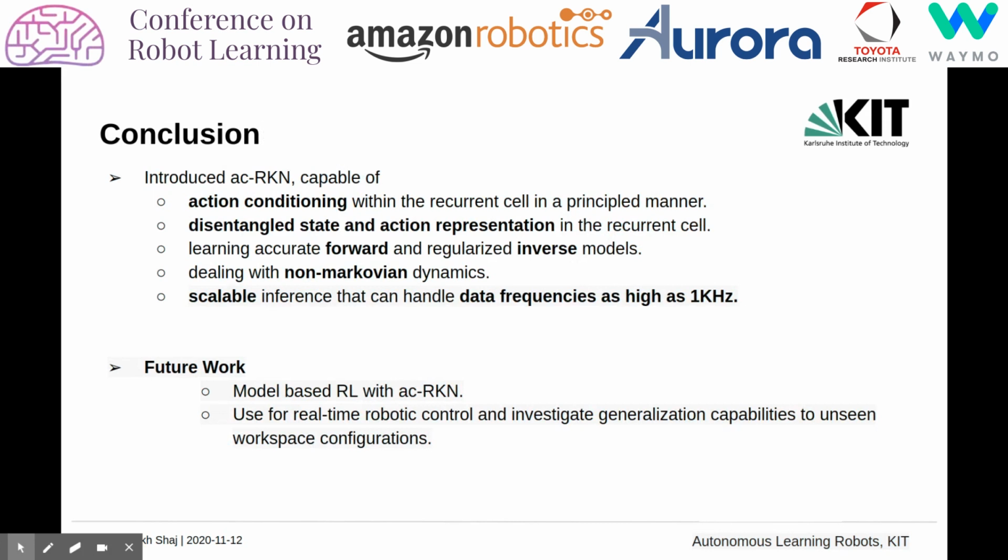In conclusion, we introduced ACRKN, capable of action conditioning within the recurrent cell in a principled manner, has a disentangled state and action representation in the recurrent cell, can learn both forward and a regularized inverse dynamics model, is capable of dealing with non-Markovian dynamics, and can perform scalable inference that can handle data frequencies as high as 1 kHz. As future work, we'll use this for model-based reinforcement learning. Also, we will apply the ACRKN dynamics models for real-time robotic control and investigate generalization capabilities to unseen workspace configurations.